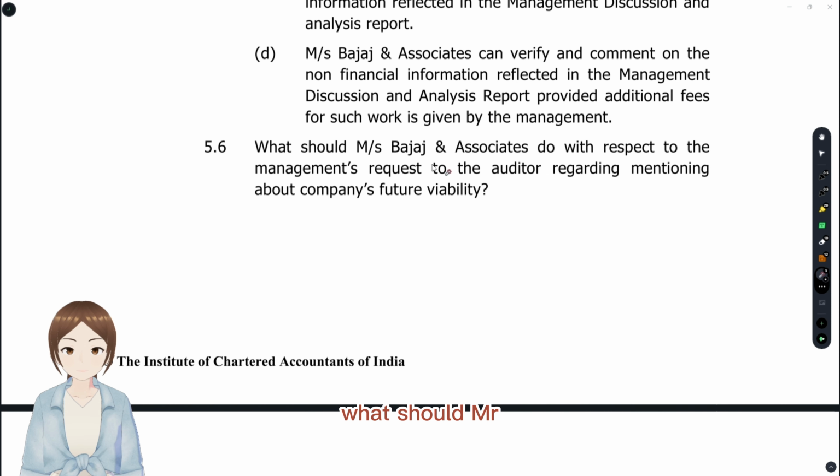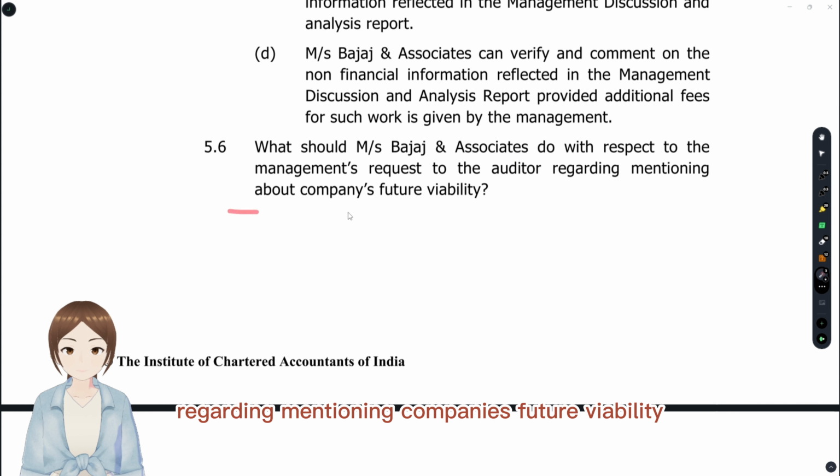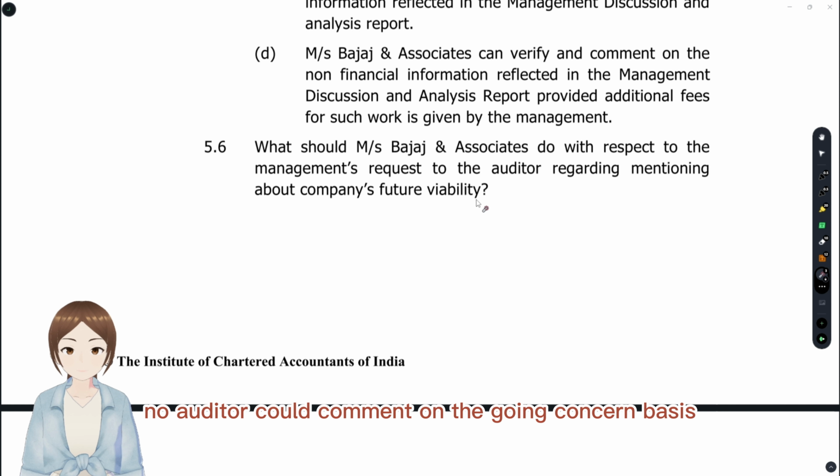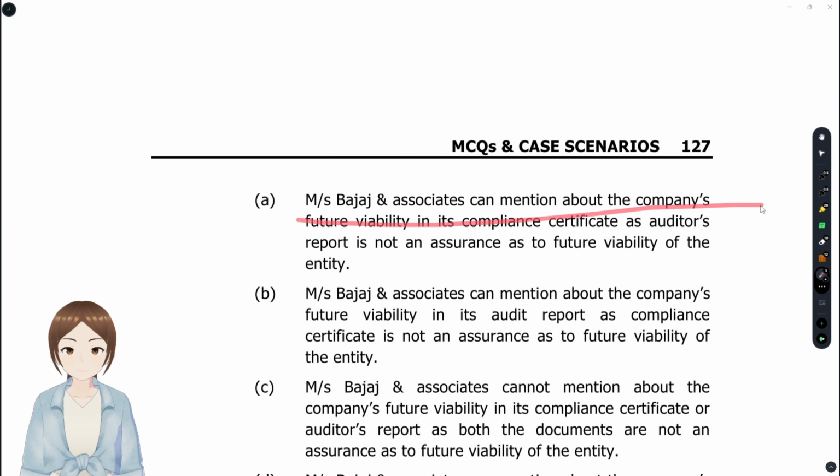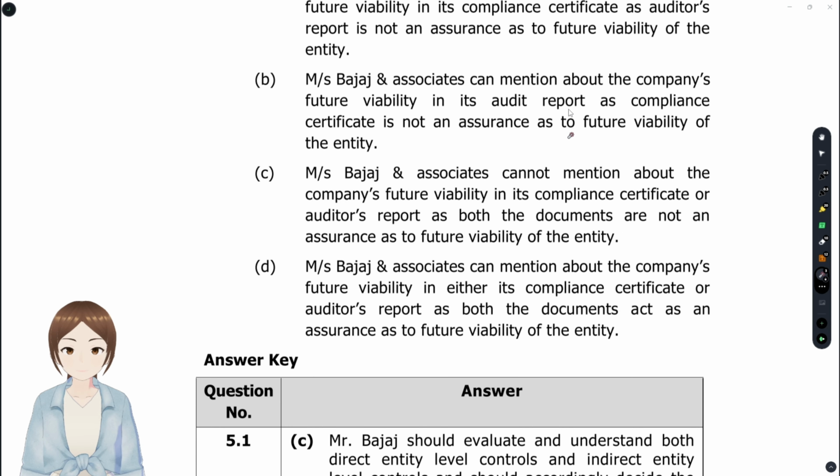What should Mr. Bajaj do with respect to the management's request regarding mentioning the company's future viability? The auditor can comment on the going concern basis, not on the future viability of the company. The auditor obtains reasonable assurance only. Mr. Bajaj cannot mention future viability, either in the compliance certificate or the auditor's report, as both documents are not assurance as to the future viability of the entity. Option C is the most appropriate answer.